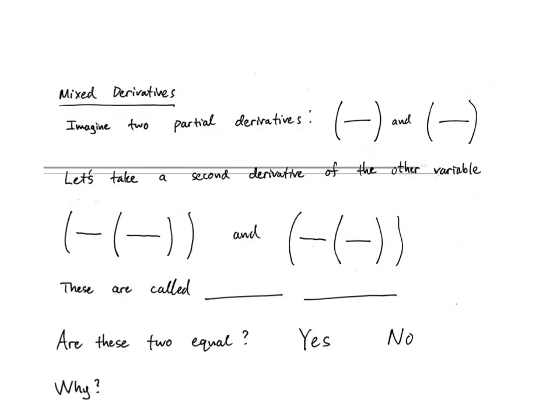Okay, flipping the page over, now let's talk about mixed derivatives. Imagine that we have two partial derivatives where we've got, say, a function u, and it's a function of both temperature and volume. Who knows what it looks like, but we could start by writing down its derivatives at least. We've got the derivative of u with respect to t at constant volume, and we've also got the derivative of u with respect to v at constant temperature.